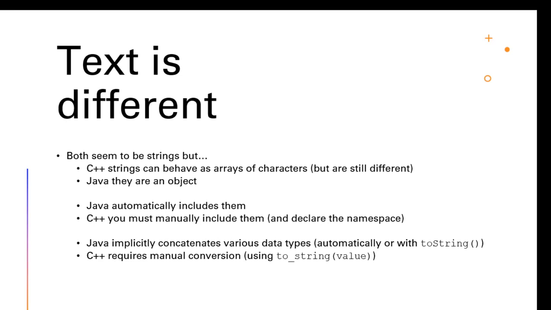Java, as we noted in another video, automatically includes strings as part of the java.lang automatic imports. In C++, in each file where you're going to use a string, you have to include the file and then use the namespace as well if you want to use just the word string. So there's also a little subtle difference inside of there.